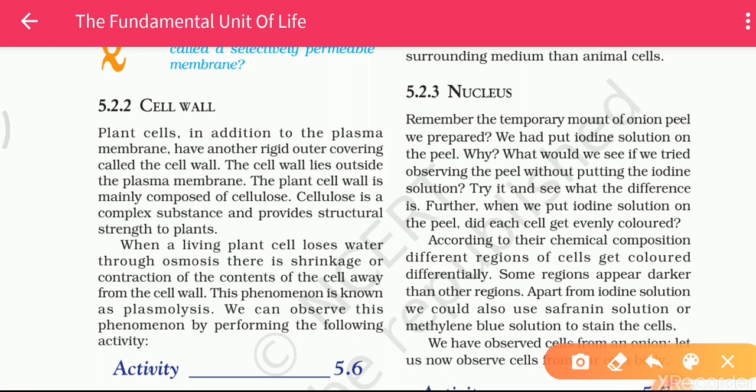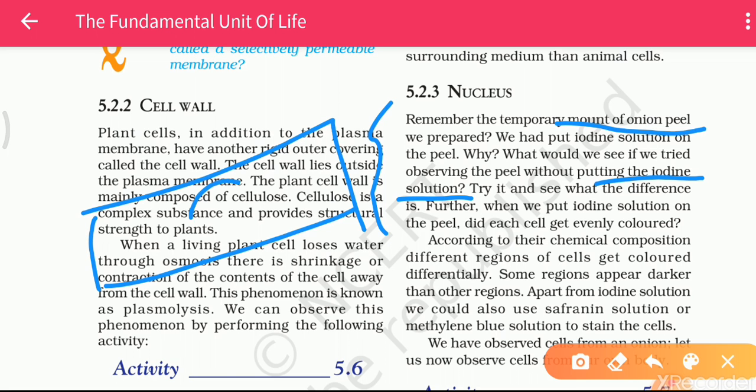Here in the first paragraph they want to say, have you remembered the onion peel? What would we see if we try observing the peel without putting the iodine solution? Students, suppose this is the onion peel, and you put the cover slip on it. Without putting iodine solution, when we see this slide under the microscope, you will see the cells and nucleus easily.